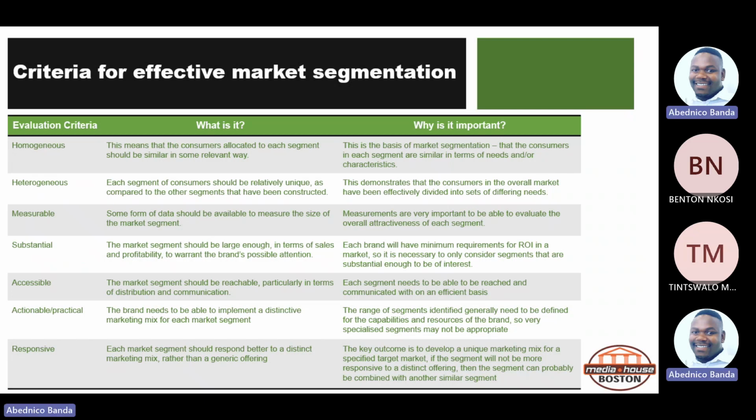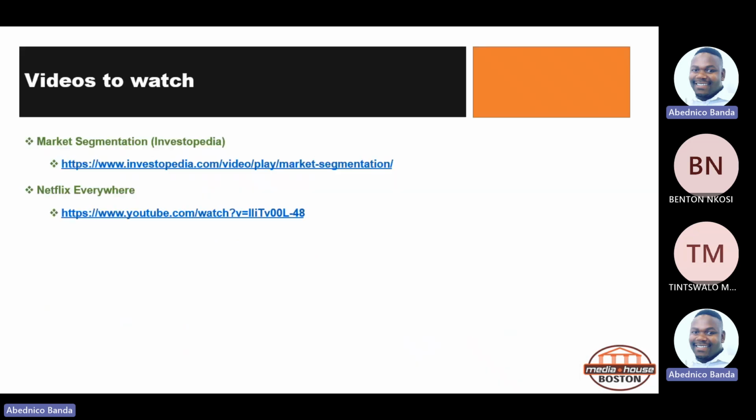Then we've got criteria for effective market segmentation. You know, the evaluation criteria there, we've got homogeneous, heterogeneous, measurable, substantial, accessible, actionable, responsive. You guys need to go through this. I can't spoon feed you. Otherwise, I'm limiting your depth of research. So you guys need to go and think about this. These slides will be there on Core Campus. If you cannot get these slides, please let me know. Otherwise, when you are going through this content and feel like you are struggling here and there, you can always engage further on available channels such as WhatsApp.